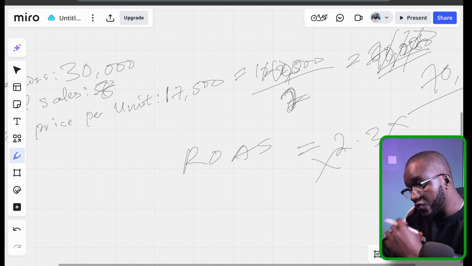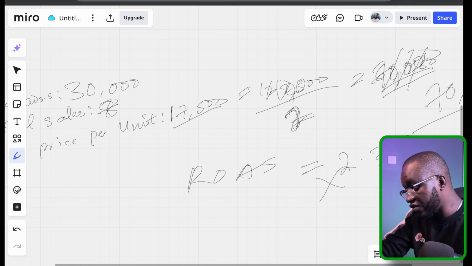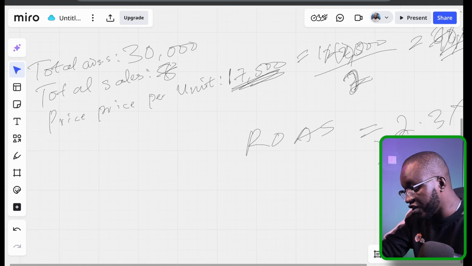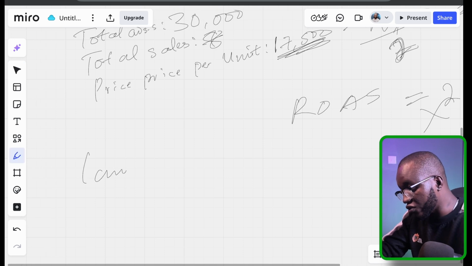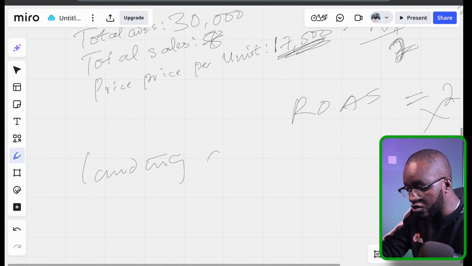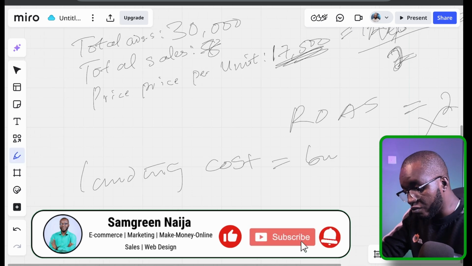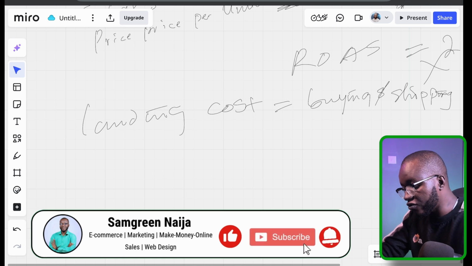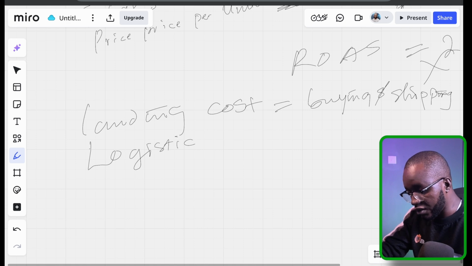Now, when you are selling a product, this 17,500 naira product, you have to pay the landing cost, which includes the buying and shipping. You have to pay for logistics, that is within Nigeria, within your country, and you have to pay for ads.